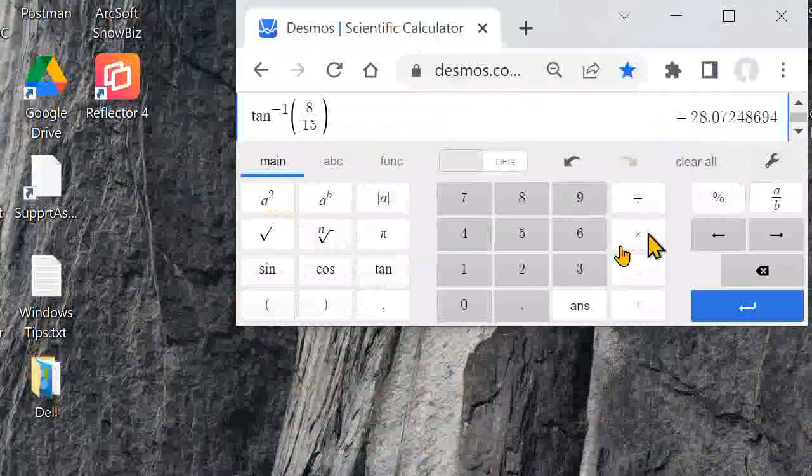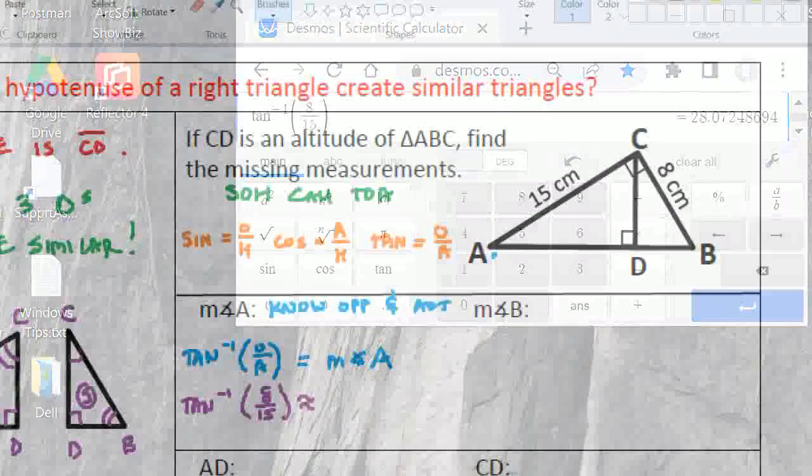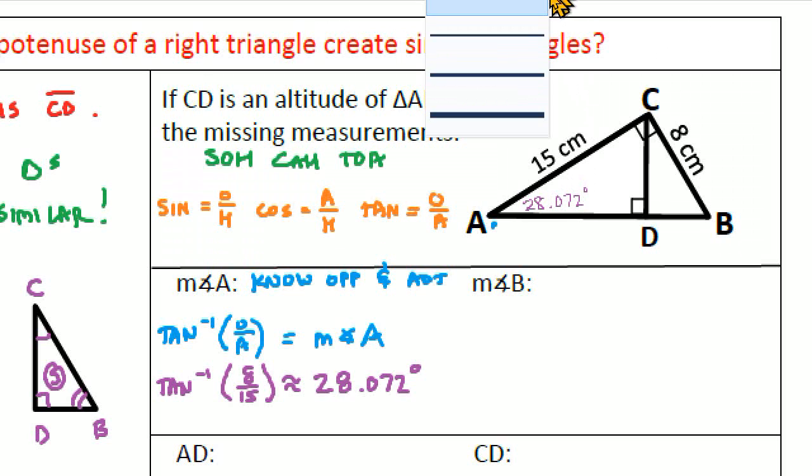So 28.072. Oops, I just lost my whole file. Let's see if I can get that back again. Pretty sure I can. There we go. So this is equal to 28.072 degrees, and there's my angle measure. I'm going to try to write this in here real narrow. 28.072 degrees. There we go.